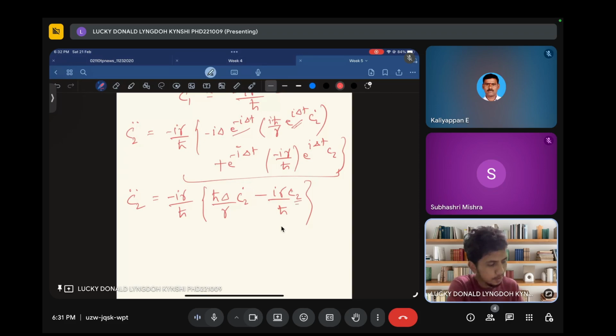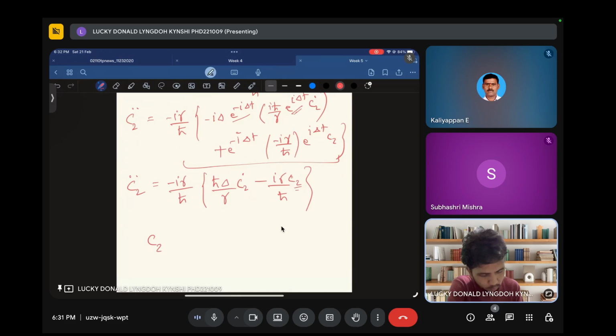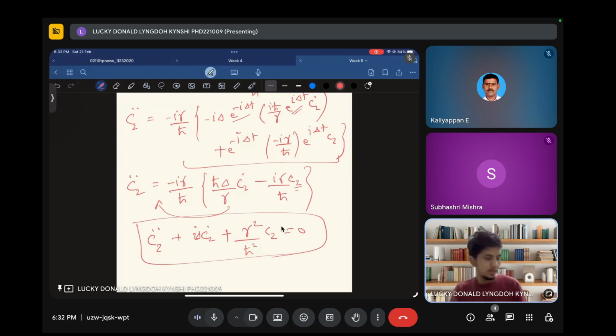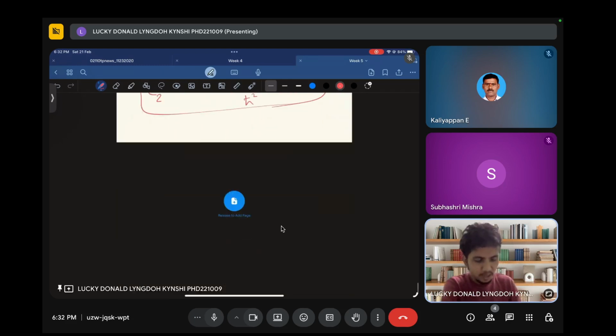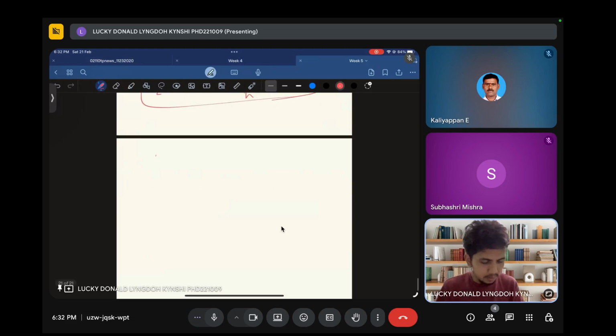This will be c. This is simply what? This is simply c2 double dot plus i delta c2 dot plus gamma square by h cross square c2 equal to 0. That means you substitute everything here. What is this? This is simply your differential equation. There is nothing different. So your differential equation is c2 double dot plus i delta c2 dot plus gamma square by h cross square c2, which is equal to 0.